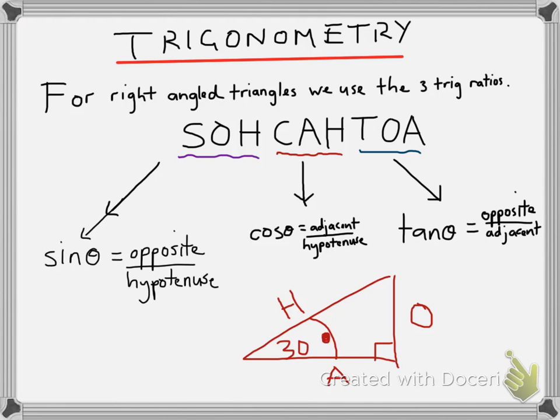Now you notice that we use this acronym here called SOHCAHTOA. Each group of three letters refers to one of the three trig ratios. So we have the sine ratio here, which means opposite over hypotenuse. So we write that out fully here. And we've got cos theta, which is adjacent on hypotenuse, and tan theta, which is opposite on adjacent.